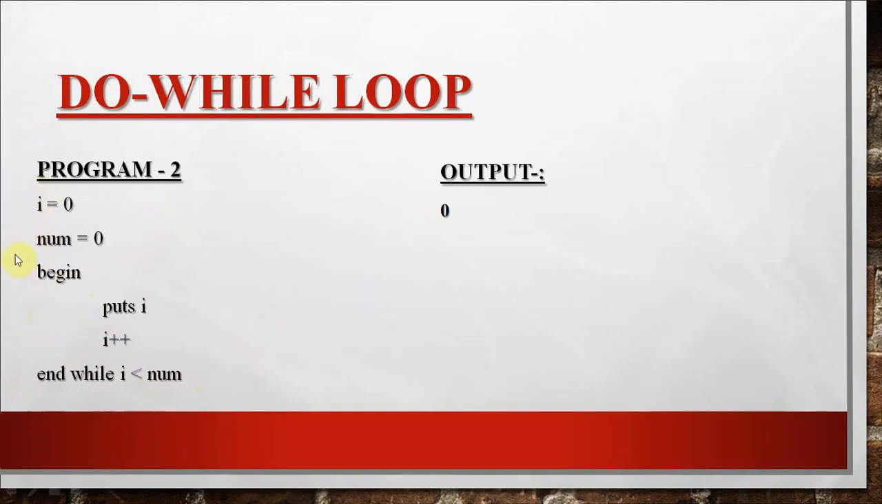So initially i is 0 and number equals 0. Then we are here on begin and put i, means 0. It will display 0. i equals i plus 1. And then we have given here the condition. So i is 1. 1 less than number, 1 is less than 0? No. So the condition is false. So we will come out from the loop.